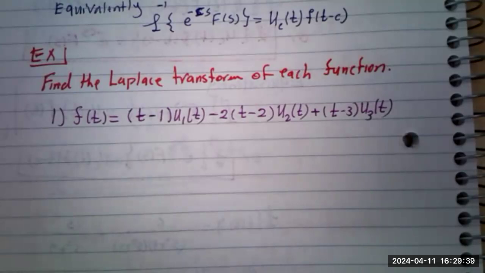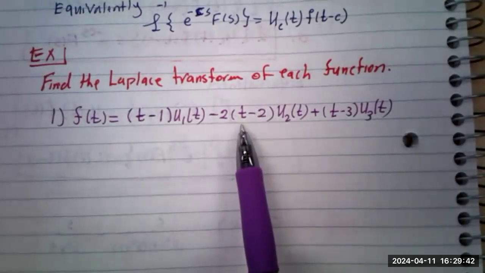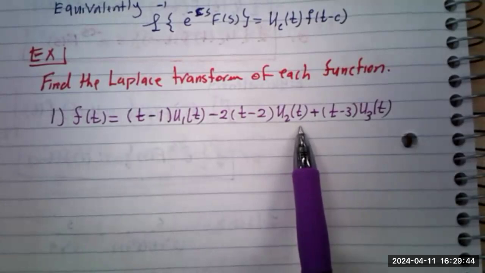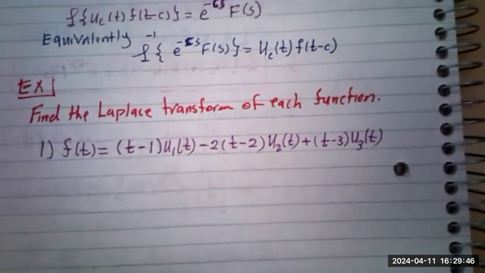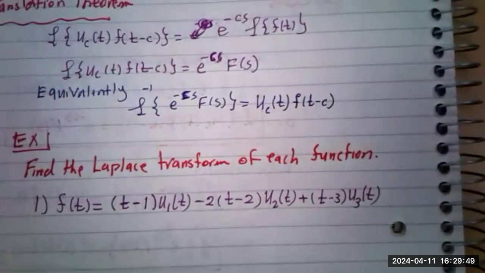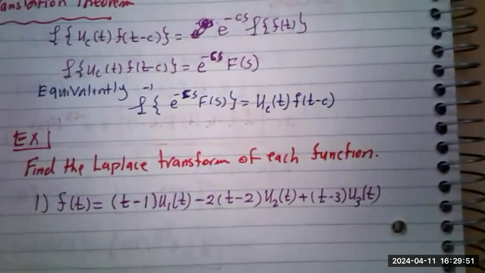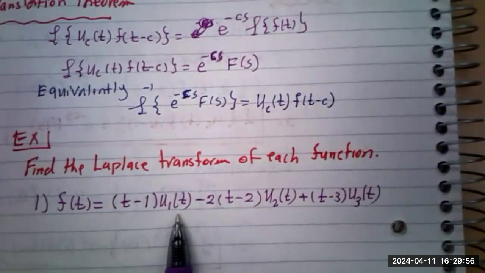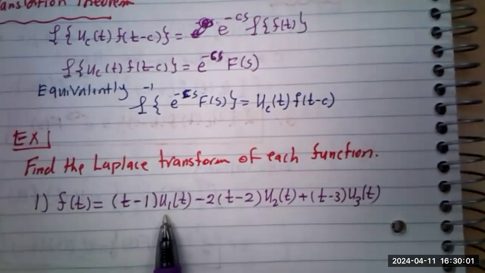Okay, the next one, t minus 2 u2(t). Again, you can use that translation that we talked about. See, we compare it with the top that we have. So if you want to find the Laplace inverse of this one, it's going to be equal to what? e to the negative cs, where c is 1, so e to the negative s times the Laplace of f of t. This is t minus 1, so the function is t, times the Laplace of t.